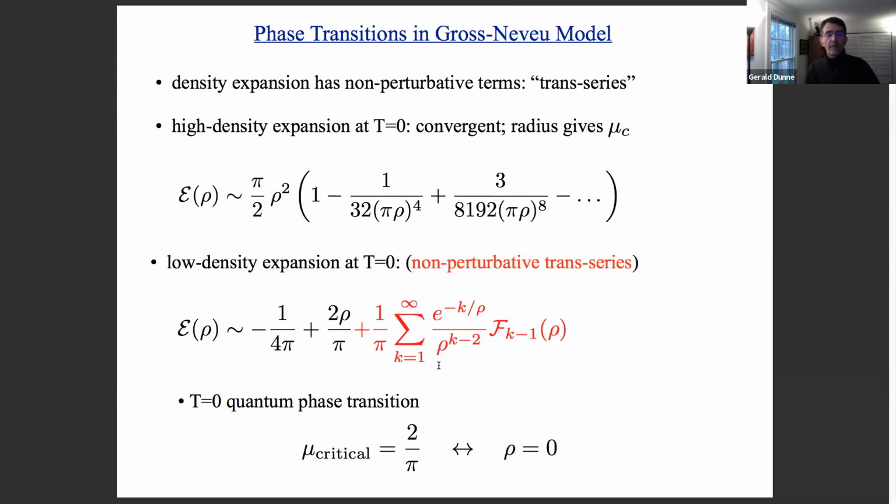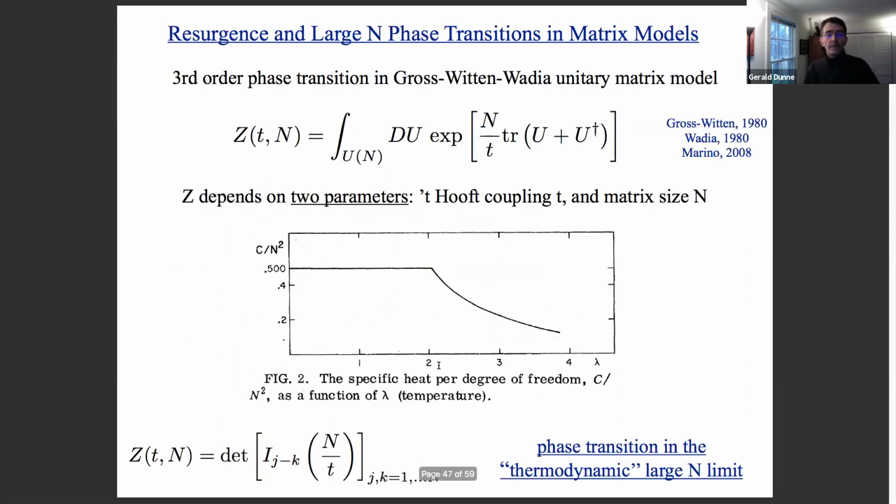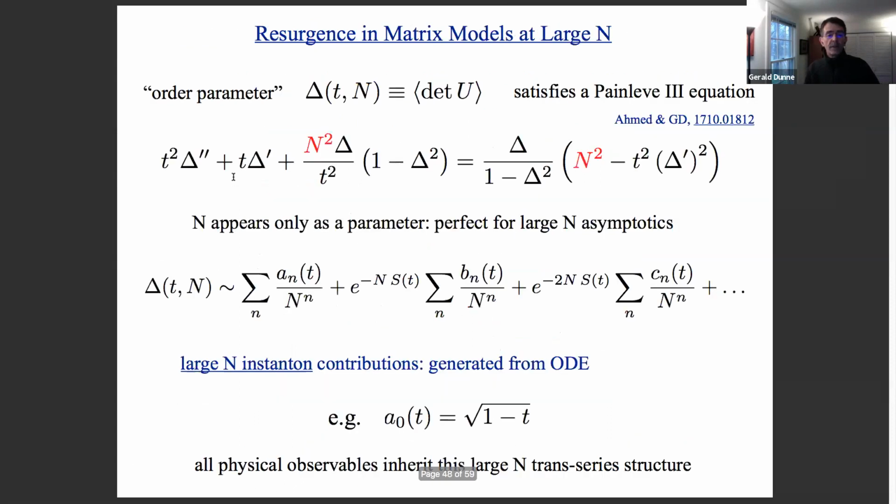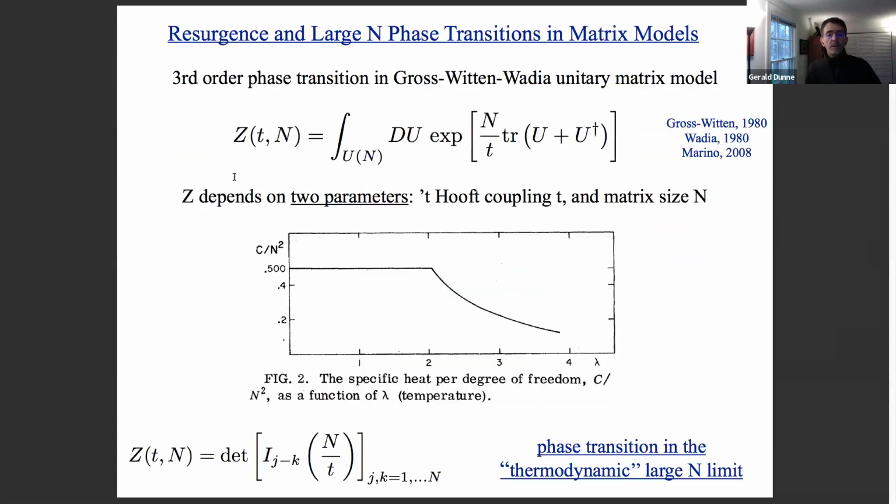I'm going to have to skip this. Let me mention it, but I will skip through it. A two-dimensional model, a lattice one-plaquette model of two-dimensional Yang-Mills, goes by the name of the Gross-Witten-Wadia unitary matrix model. It's a very beautiful example of resurgence and phase transitions where there are two parameters, the 't Hooft coupling and the N being the size of the matrices.